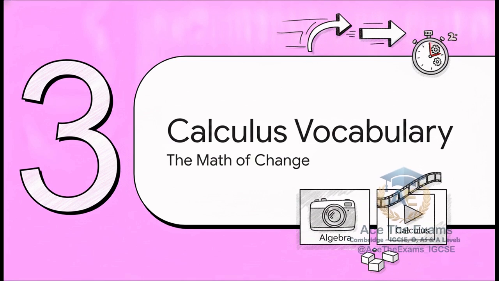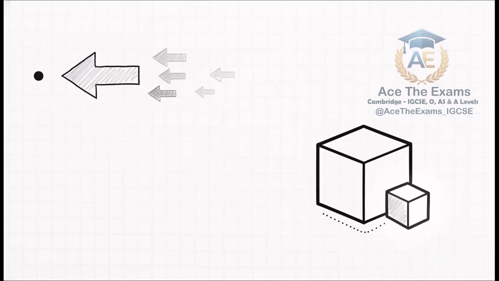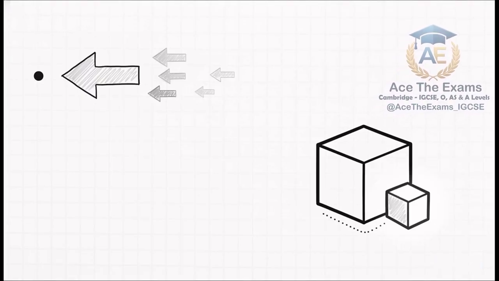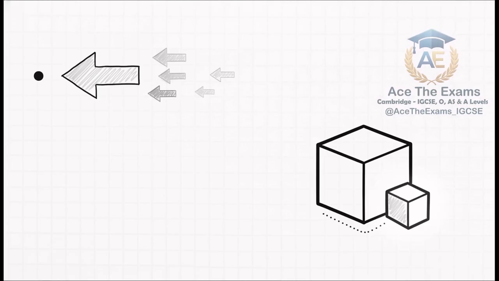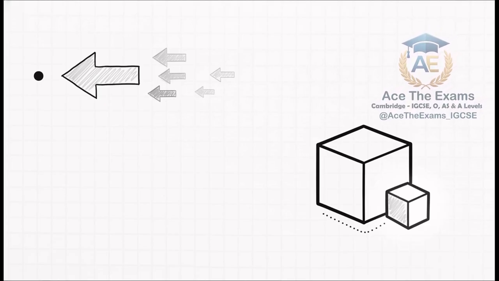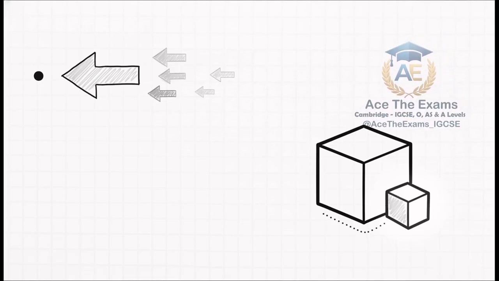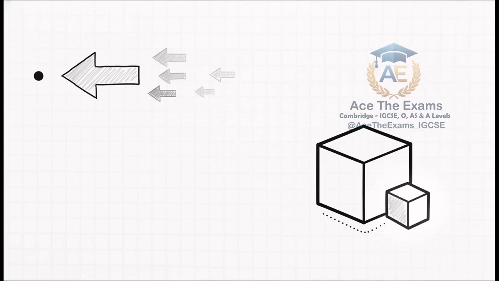Welcome to Section 3, Calculus Vocabulary, the Math of Change. If basic algebra is a static photograph, calculus is a high-speed video. It is a vocabulary dedicated entirely to the mathematics of change, motion, and accumulation over time. But before we can take a derivative or calculate an integral, we need to understand the foundational building blocks of calculus notation. Look at the first bullet on the screen.